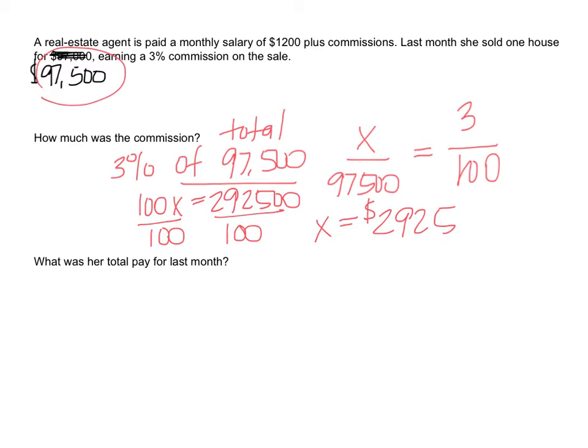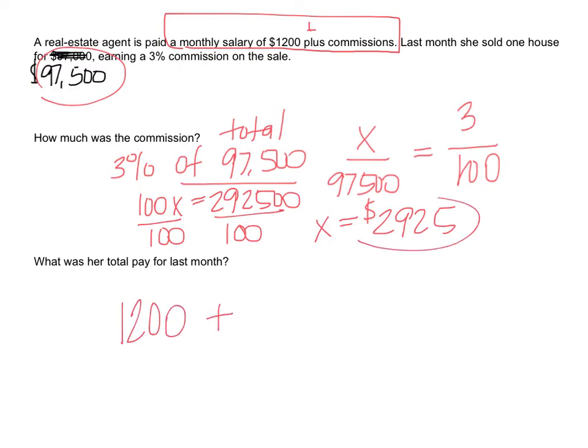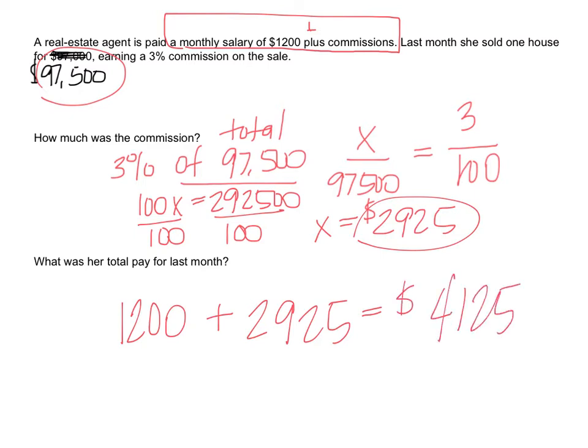Then it asks us to find what was her total pay for last month. Well, think about this. If she makes her monthly salary of $1,200 plus commissions, it's telling us that we have to add those together. So we get 1,200 plus our commission we just found, 2,925. When you add those together, you get $4,125. So that's how much money she made last month.